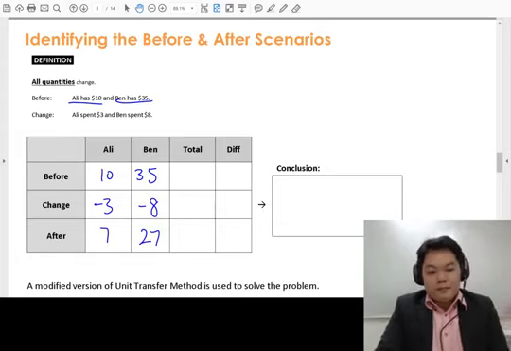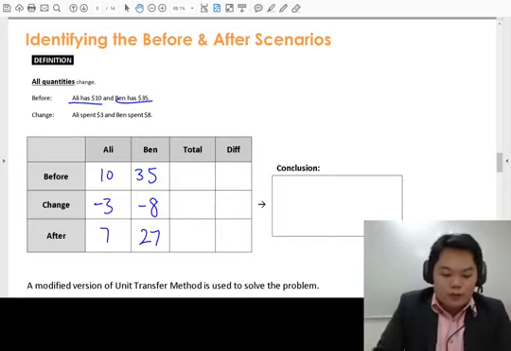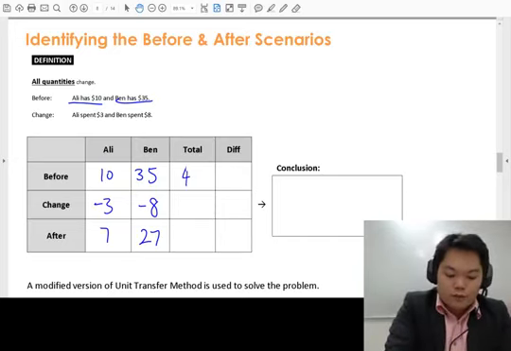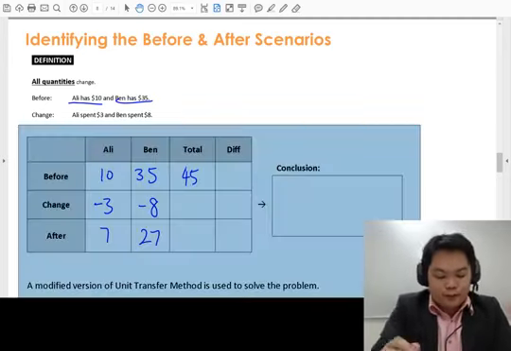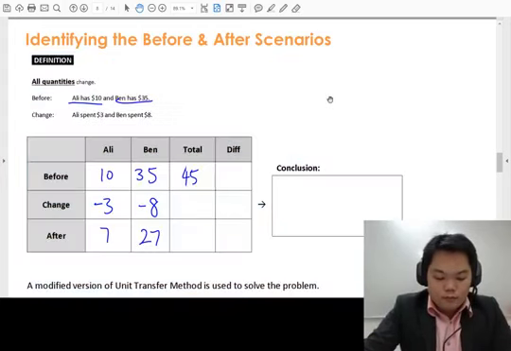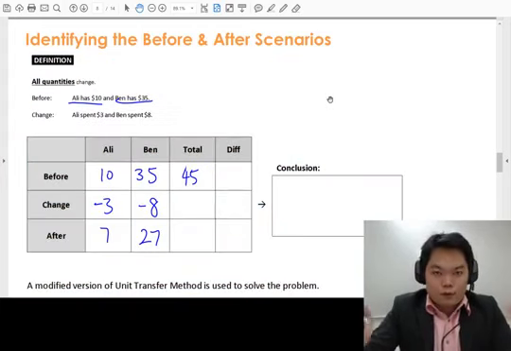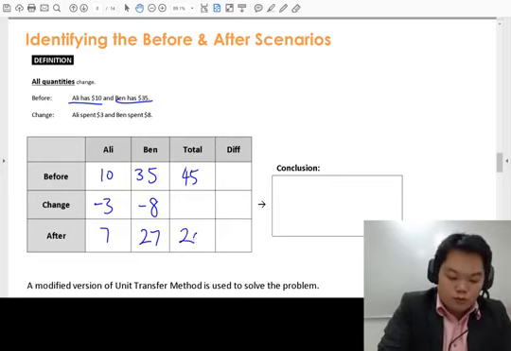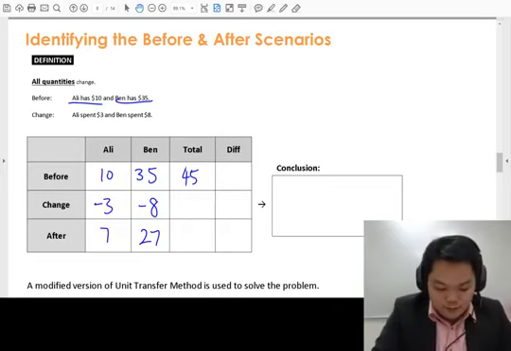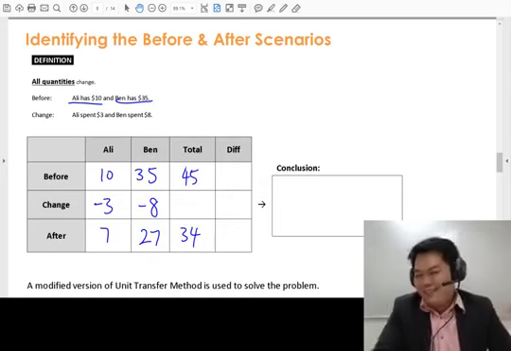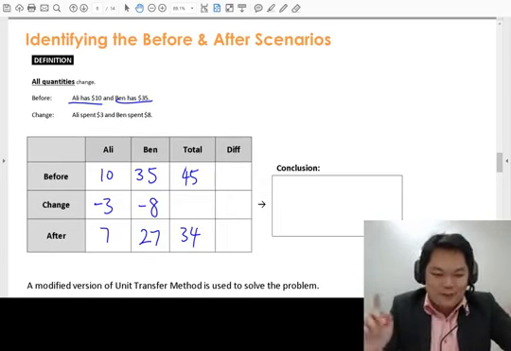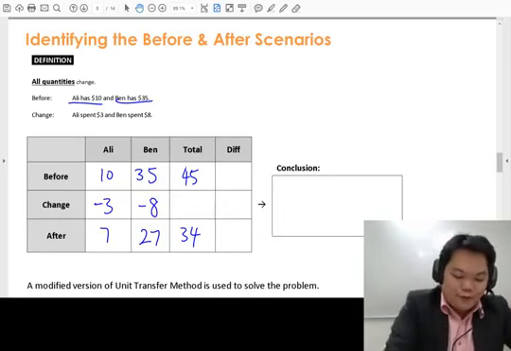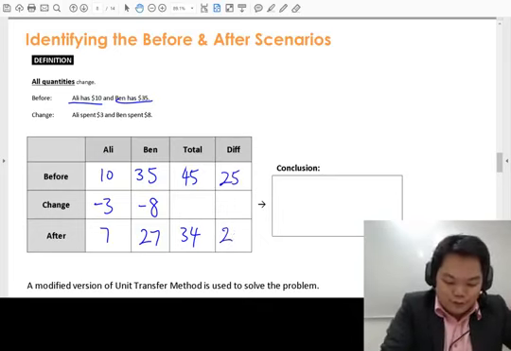$27 remaining. If we are to compare the total before and after, the total before is 10 plus 35 to give you 45. The difference of the total after will be 27 minus 7 to give you 34. Then for the difference, the before difference is 25 and the after difference is 20.